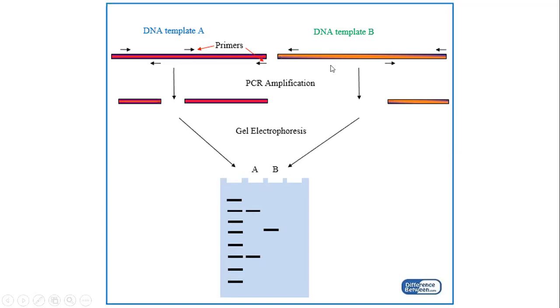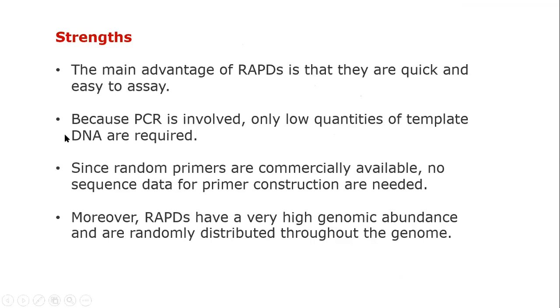It may be human 1, human 2. It may be a disease condition, and this may be the wild type condition. It may be a disease condition where a mutation happened, some deletion of the sequence. That is the way RAPD helps to see the polymorphism. So you look in terms of strengths: there is a low quantity of DNA needed, PCR advantages.